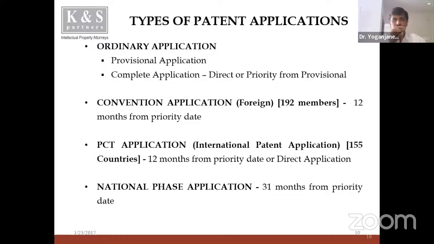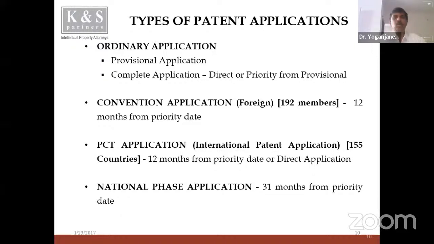However, if the invention is completely conceptualized and no further data is required, and you have all the biological activity data, everything, then directly you can go for complete application filing rather than provisional application filing.